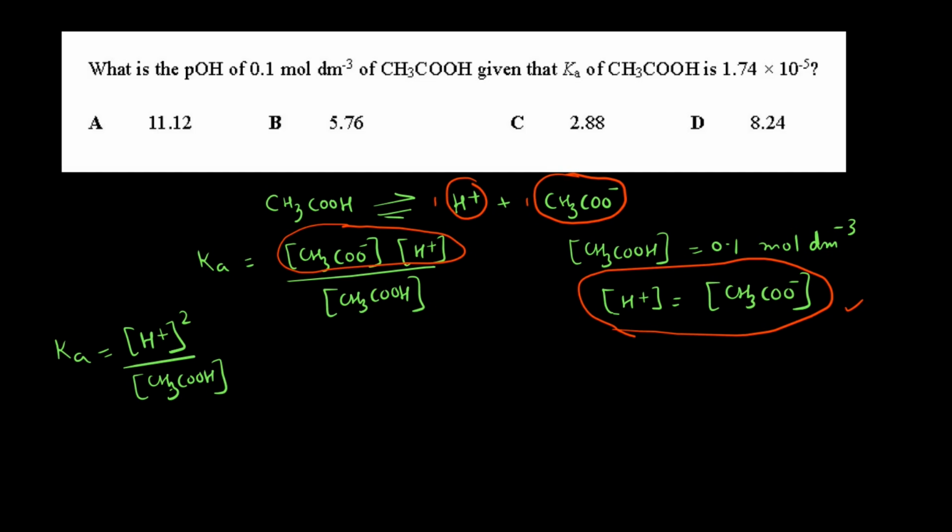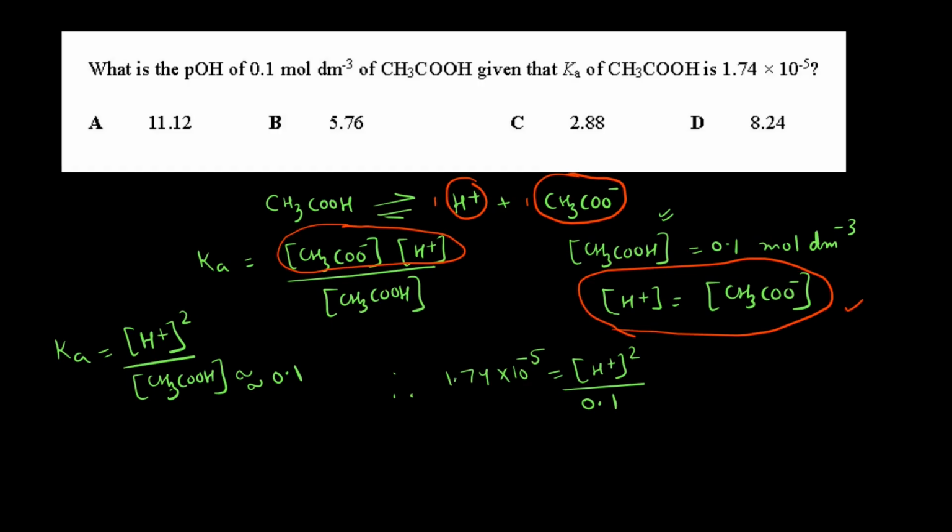Now, since acetic acid is a weak acid, the dissociation will be very small, so we can say that the equilibrium concentration is nearly equal to the initial concentration. Therefore Ka is 1.74 into 10 to the power minus 5, and that will be equal to H plus ion concentration squared divided by 0.1. We have approximated that acetic acid dissociation is very small, so the equilibrium concentration of acetic acid is nearly the same as the initial concentration.